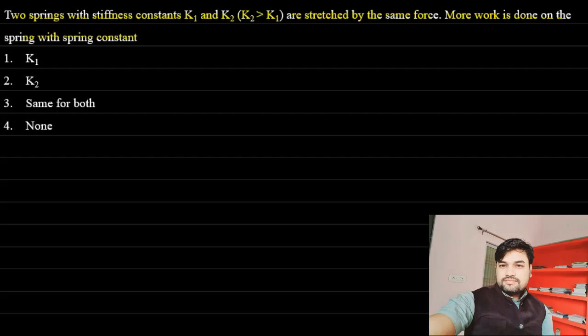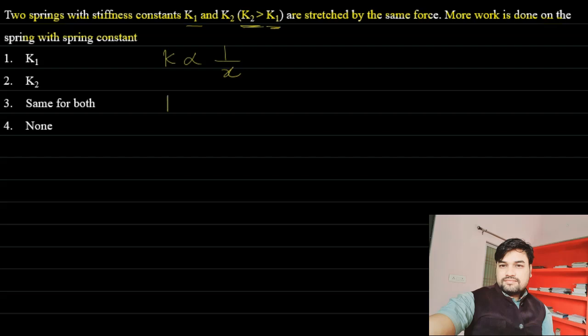As it is known, the spring constant K is inversely proportional to the length L. Here length L is the stretching of the spring, or X, so we can write X. So for the spring constant, K2 is greater than K1.